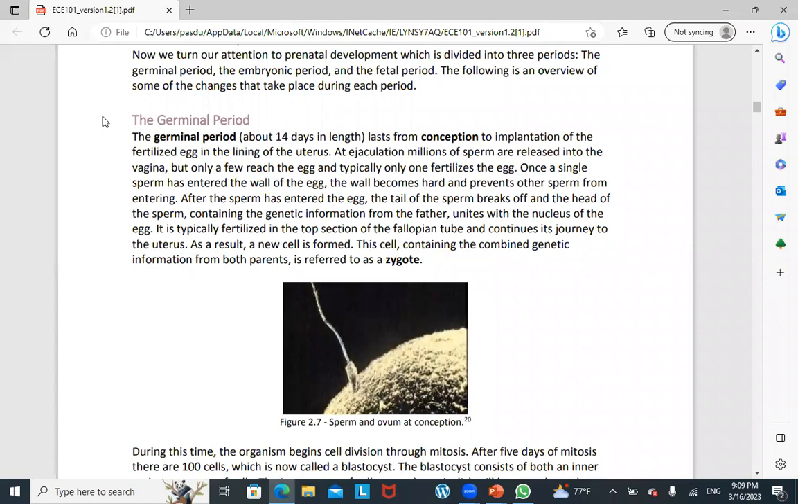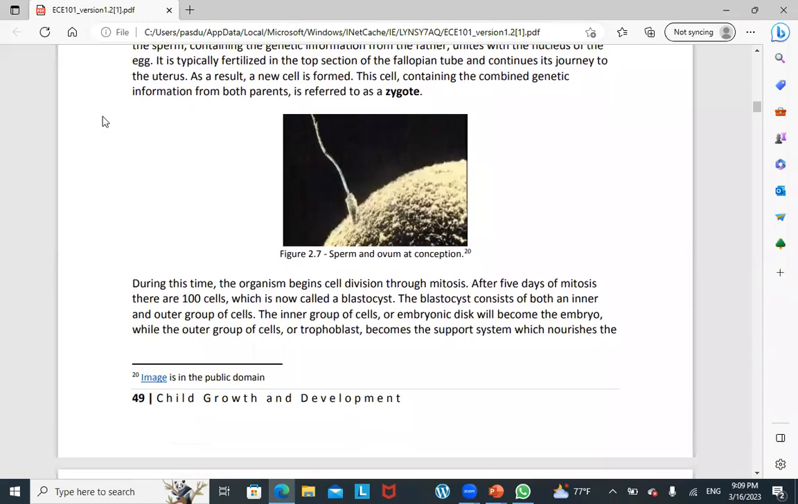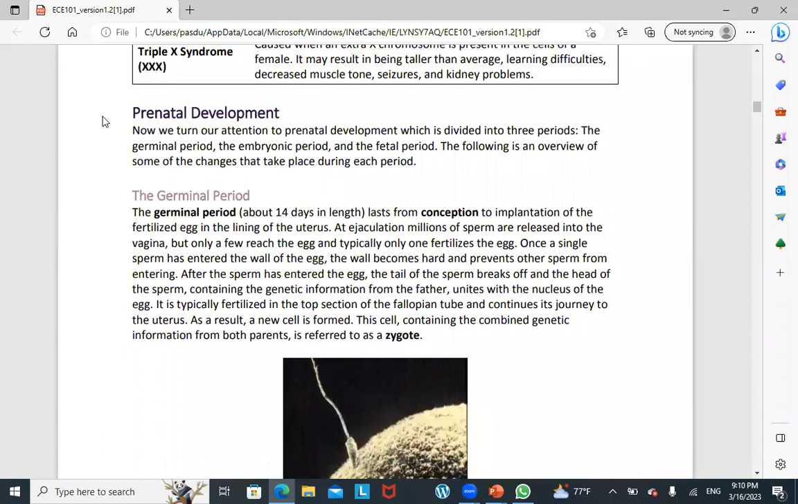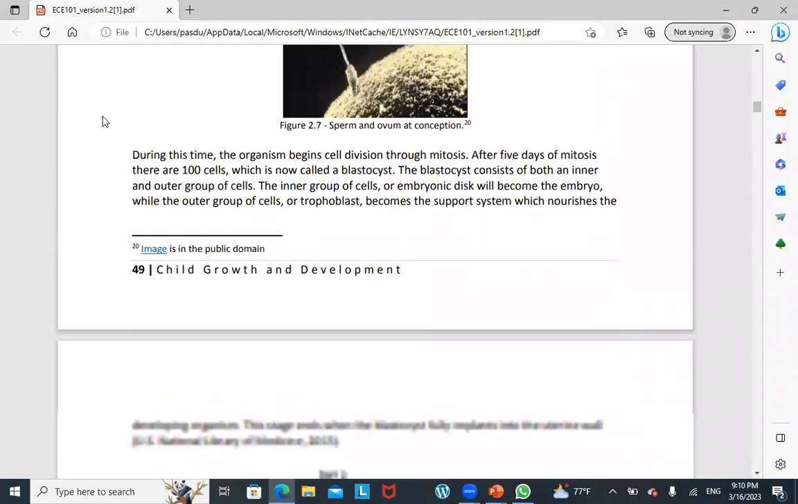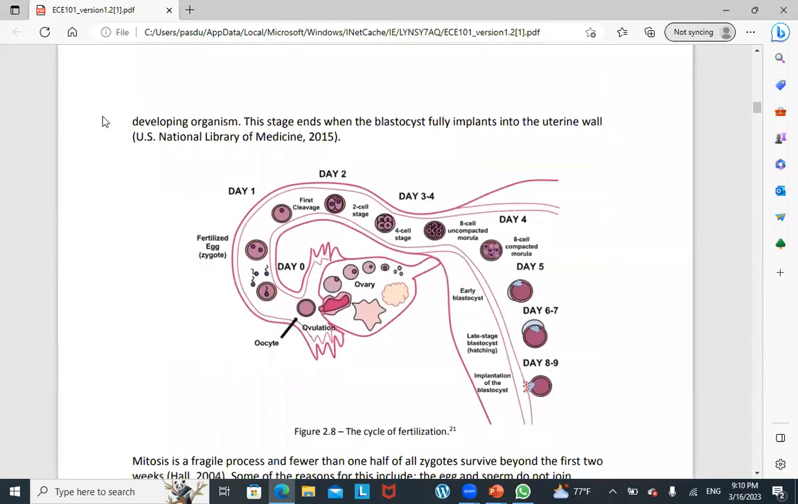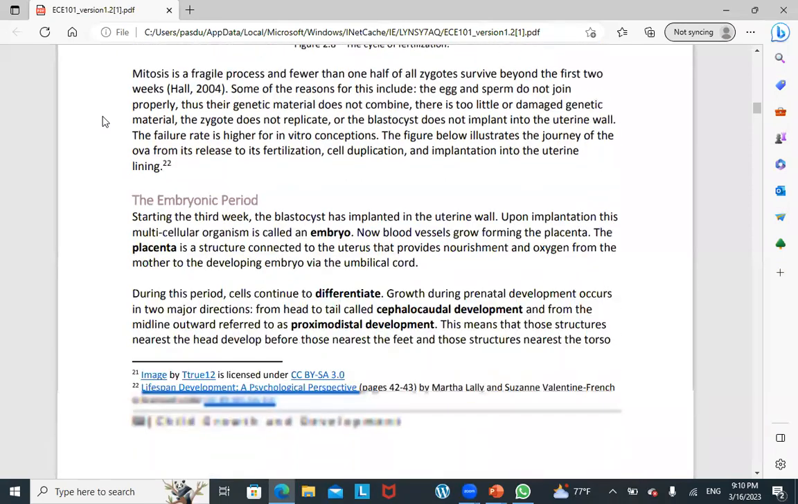Now under prenatal development, you write there are 3 periods. What are those periods? Germinal period, embryonic period, and fetal period, right? Now under the germinal period, you write down this note. Is it clear to you? Then write it down, then we'll come to this. If you can draw a picture of this also, it would give you a clear idea.